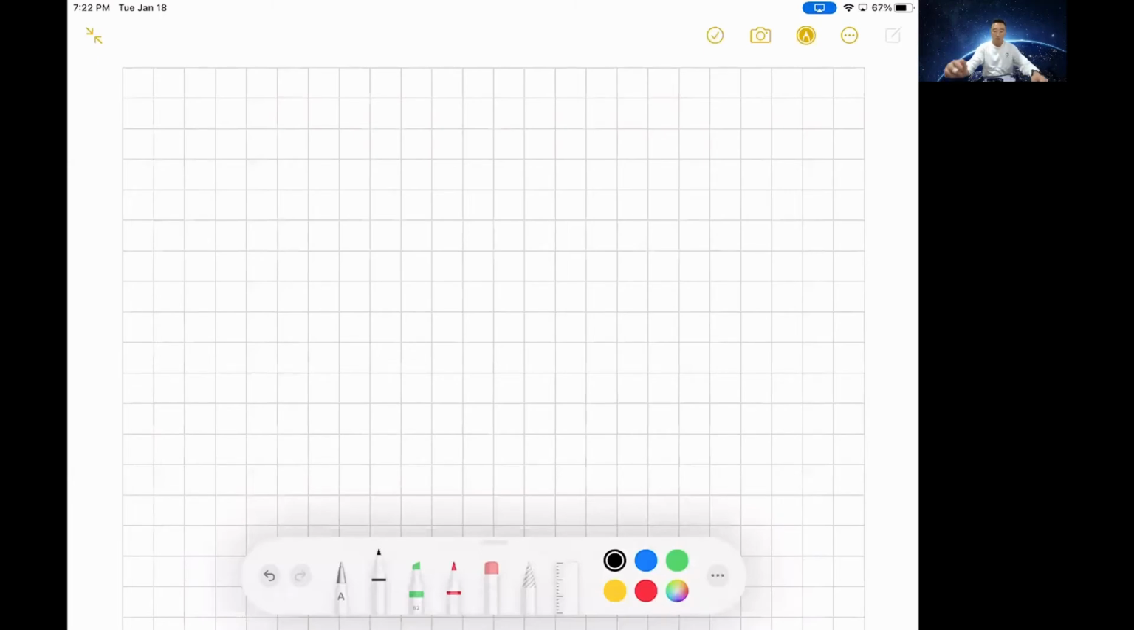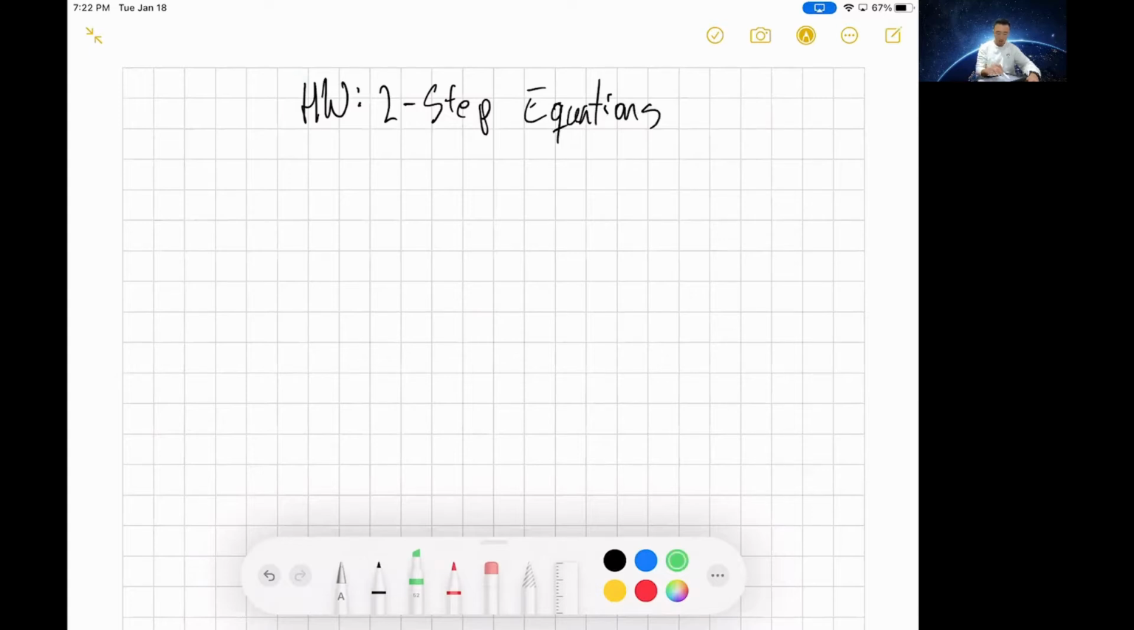All right, so this is the next assignment, which is the two-step equations. Two-step equations. All right. Now, two-step means that there's two things that you need to cancel around the x.